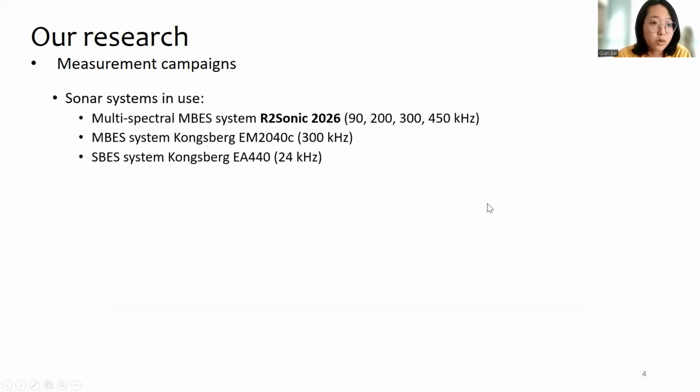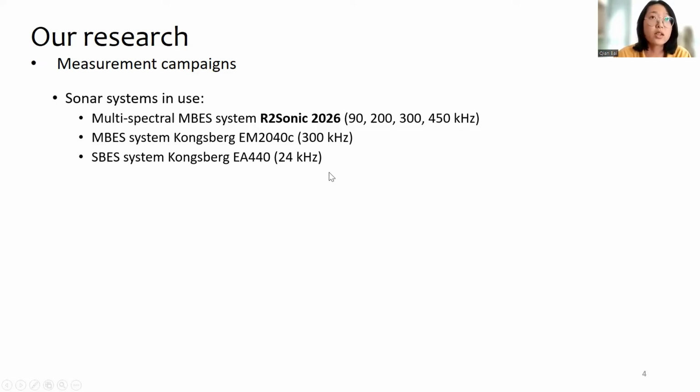During the measurement, we used multiple systems. We used a multispectral system, the Ultrasonic 2026, operating with 4 frequencies: 90, 200, 300, and 450 kilohertz. We also used a single frequency multi-beam system from Kongsberg, the EM2040C, operating at 300 kilohertz, and a single beam system collecting data at 24 kilohertz.